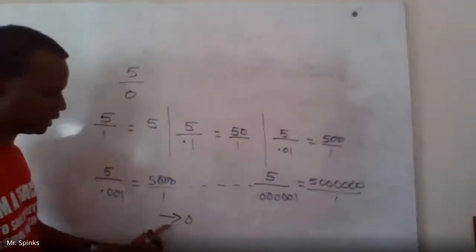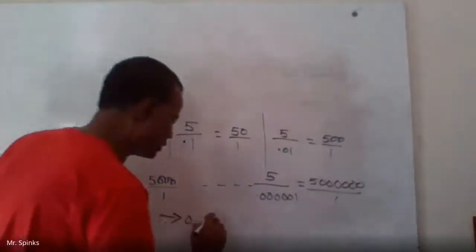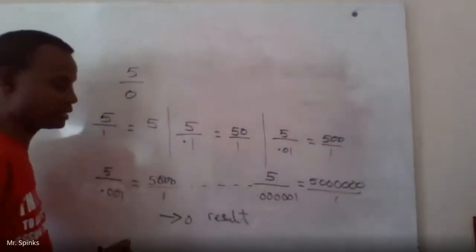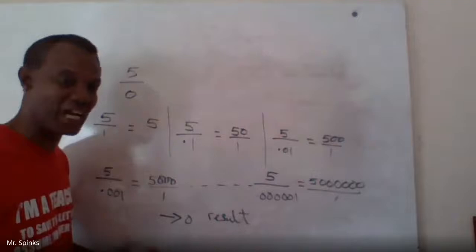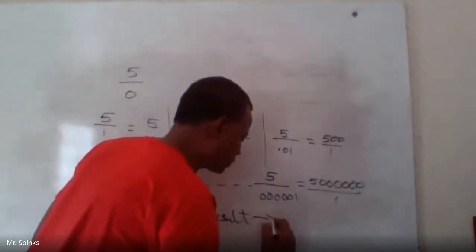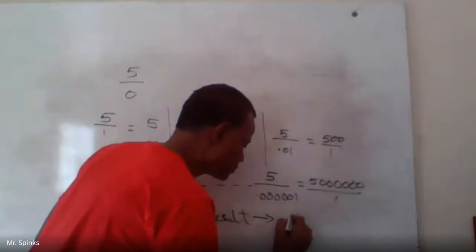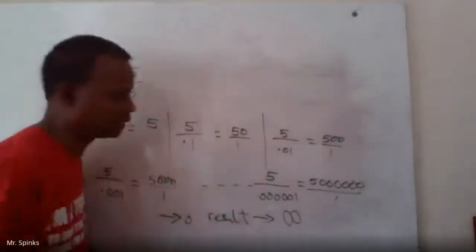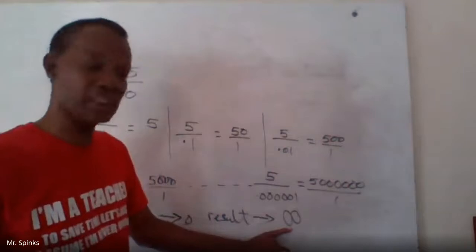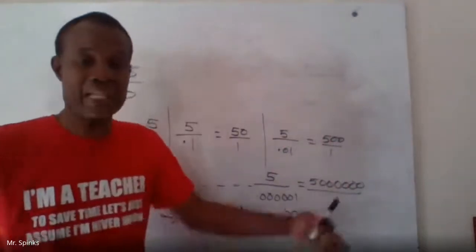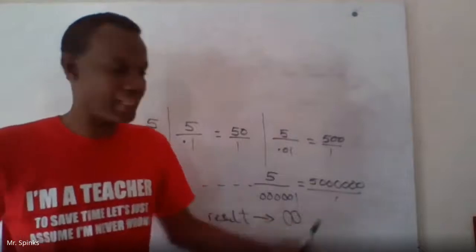So as my denominator gets closer to 0, the result gets larger and larger and larger. So we see the result approaches what? Infinity. Right? It approaches infinity. Yeah? So, and this here simply means that it gets larger and larger and larger.